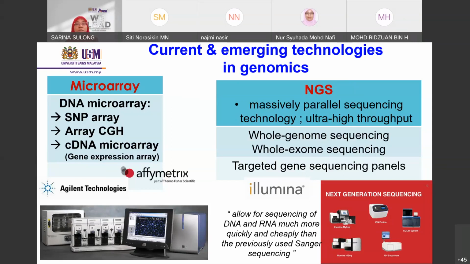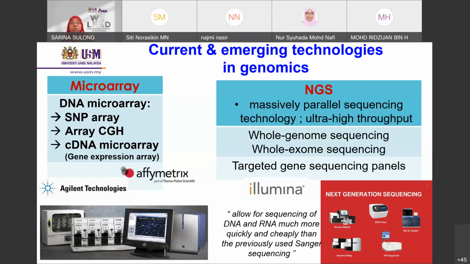Array CGH can also be considered a DNA microarray, but the array CGH technique has a different principle compared to SNP array. And nowadays, other than that, we also use the gene expression array or cDNA microarray to do gene expression profiling analysis. And of course, nowadays, NGS is rapidly being used, particularly in genomic research, and using NGS, an entire human genome can be sequenced within a single day.